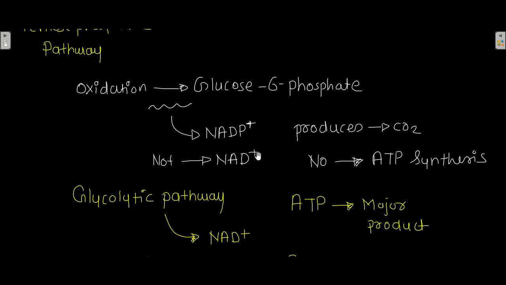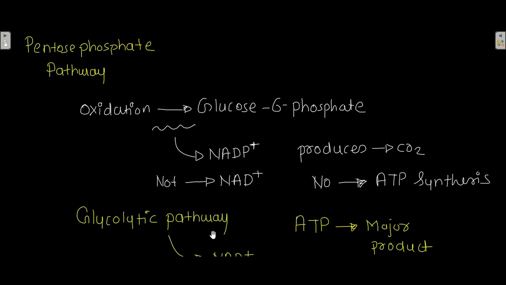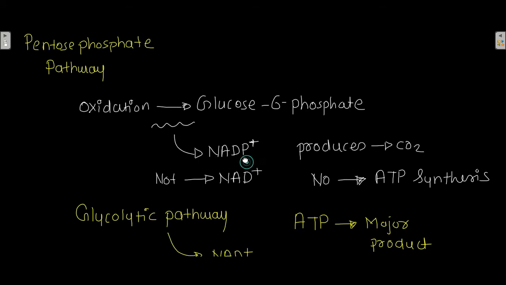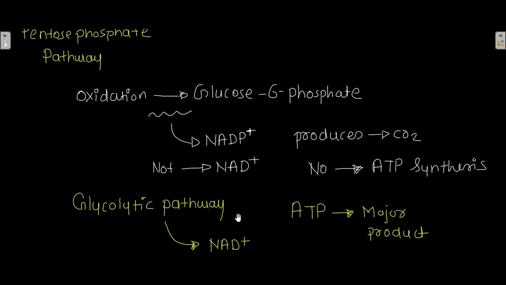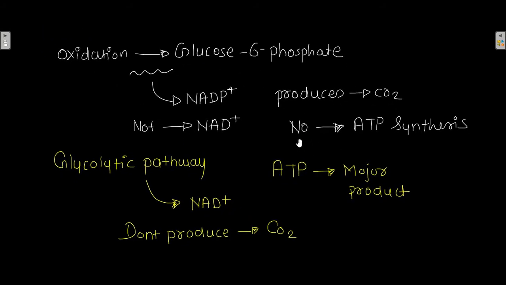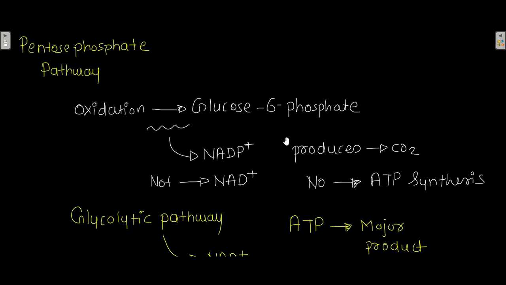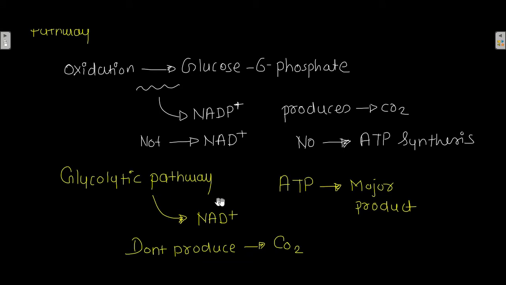So let's see the difference between the pentose phosphate pathway and the glycolytic pathway. In the pentose phosphate pathway NADP plus is used, in the glycolytic pathway NAD plus is used. The pentose phosphate pathway produces carbon dioxide, whereas the glycolytic pathway doesn't. And in the pentose phosphate pathway there is no ATP synthesis, whereas in glycolysis there is ATP synthesis.